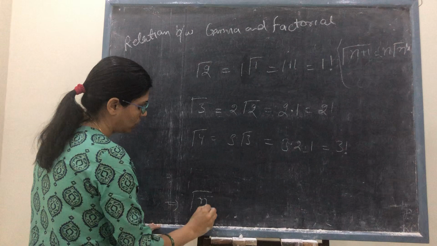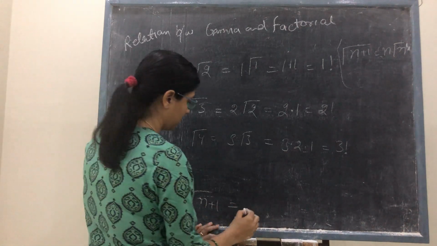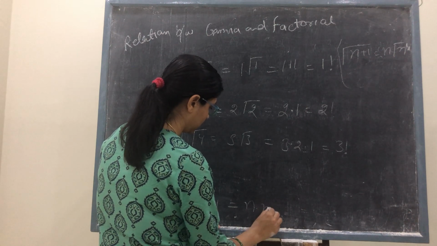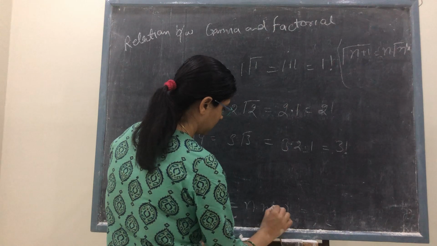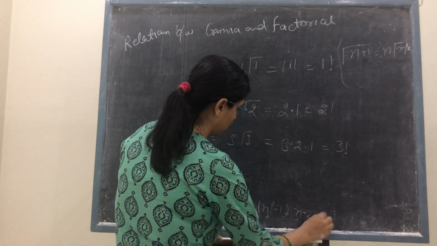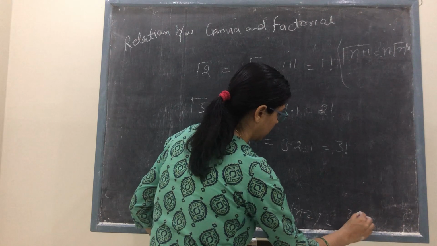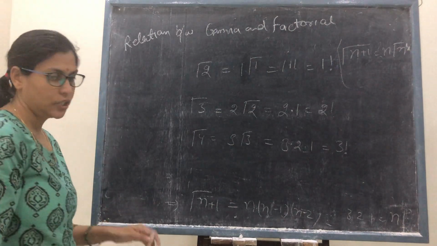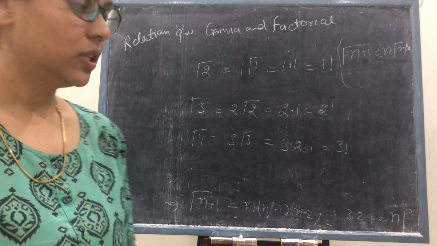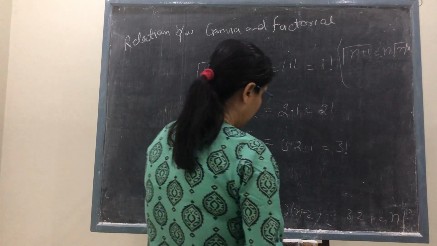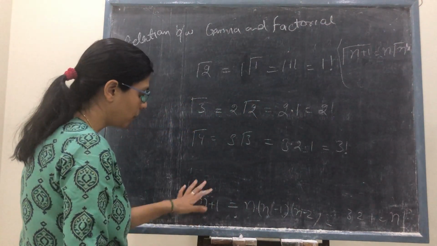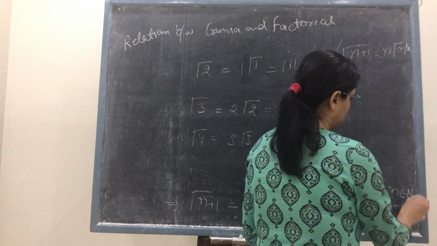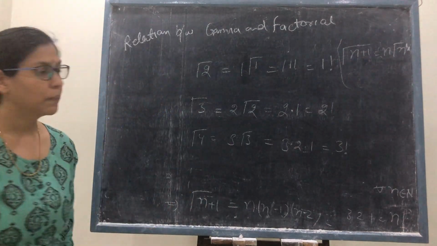We can say that gamma of n plus 1 is n into n minus 1 into n minus 2, and so on, down to 3, 2, 1. This is factorial n. This is our relation between the gamma function and the factorial function: gamma of n plus 1 equals factorial n for all n belonging to natural numbers. This is the relation between the gamma and factorial functions.